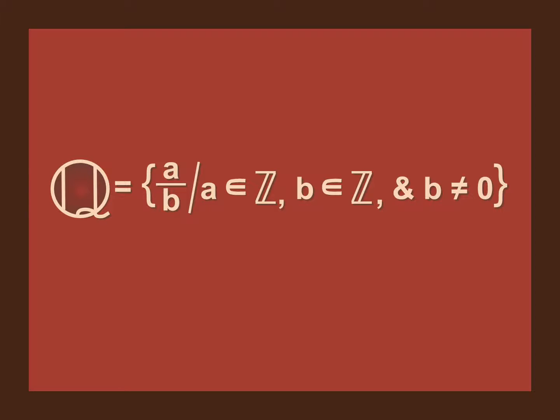This is how we define rational numbers: A over B, our fraction, such that, that's what this line means here, A has to be an integer and B has to be an integer. Remember, integers can be positive or negative numbers. We're also going to specify a little bit more: B cannot be 0, because B is our denominator and we cannot divide by 0.